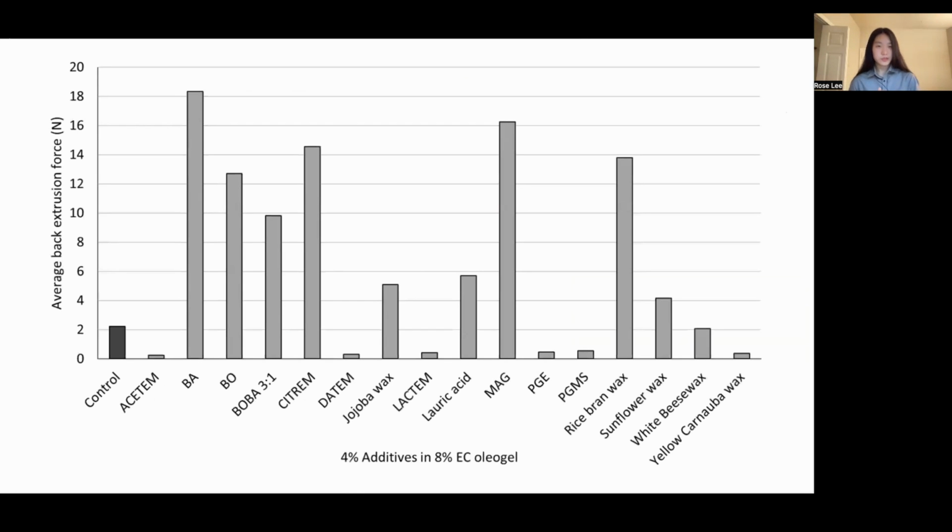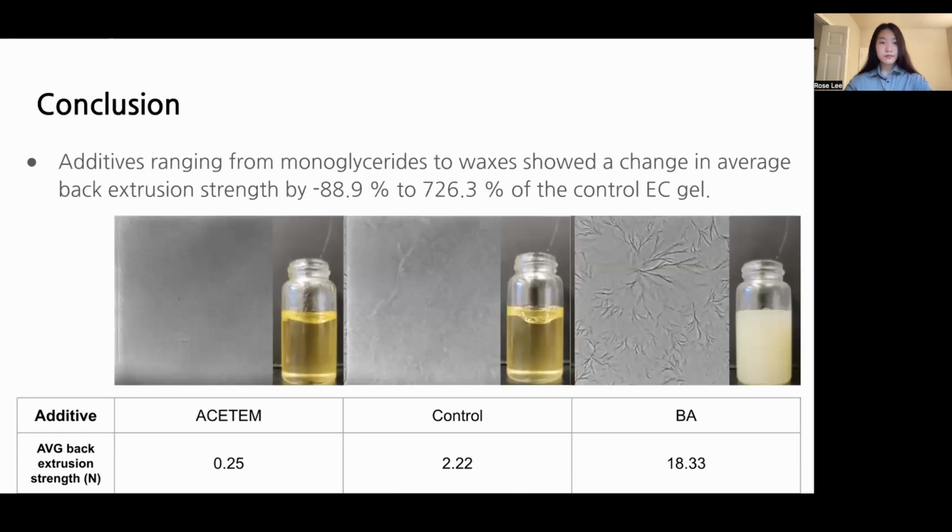And this is the average back extrusion force graph, going from 7.5 millimeters to 15 millimeters deep. In conclusion, the additives change the average back extrusion strength greatly, as S-stem here shows the weakest gel strength. It decreased almost 90% compared to the control, whereas behenic acid at the end increased the gel strength to become almost 7 times the control gel's strength. So that's a difference.